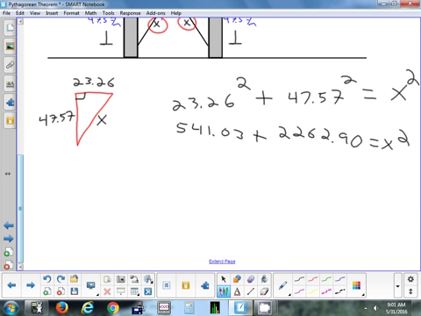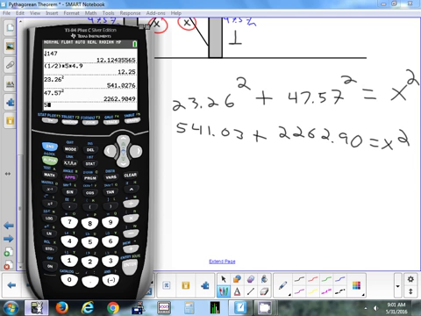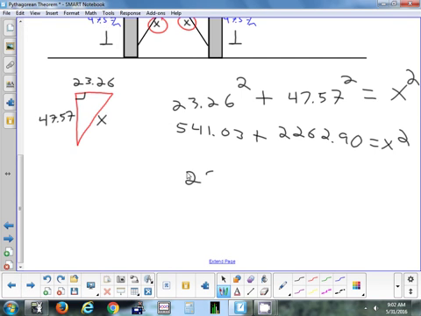These are kind of big numbers, but when you're working with a real big building, like skyscrapers, I would probably expect the numbers to be kind of big. What's the next thing I do with these two numbers, the 541 and the 2,262? Add them up. Okay, 541.03 plus 2,262.90 is 2,803.93.